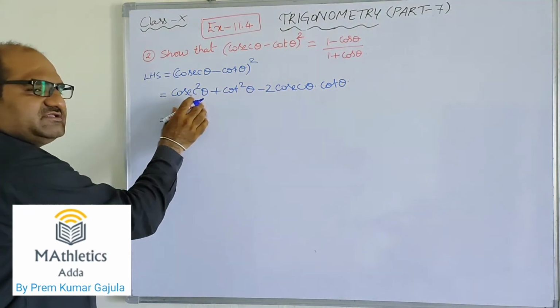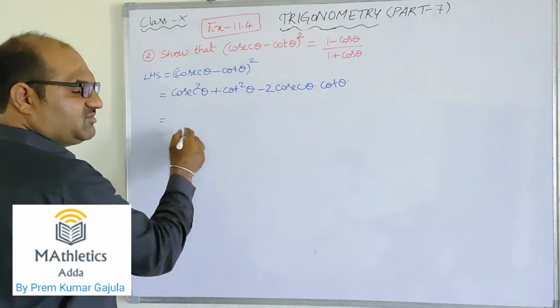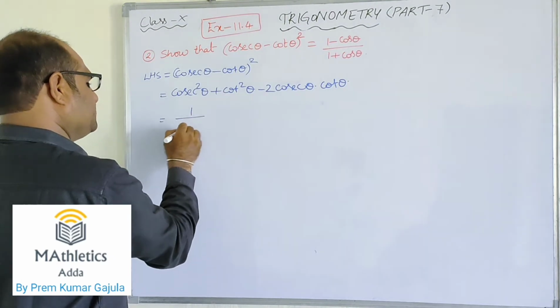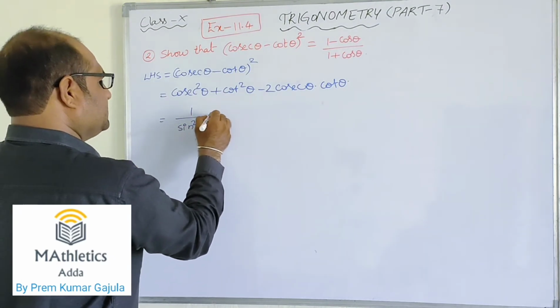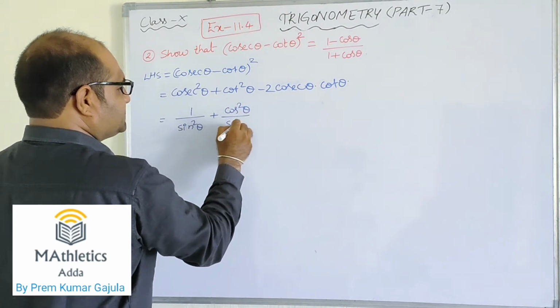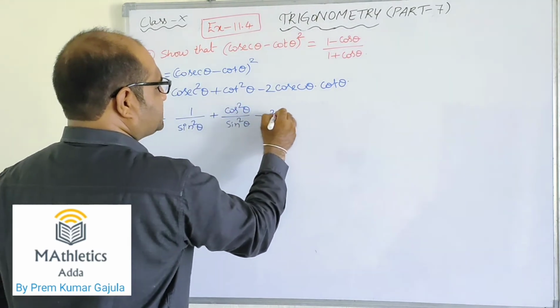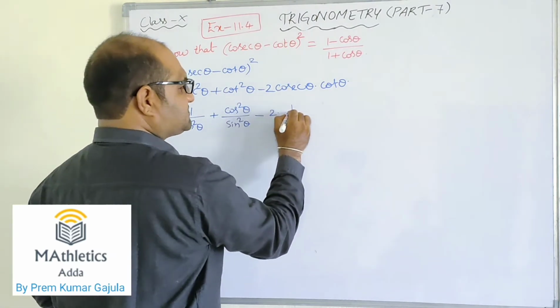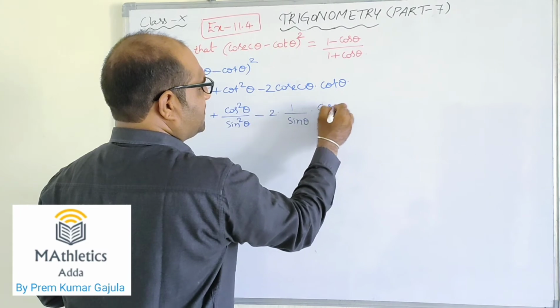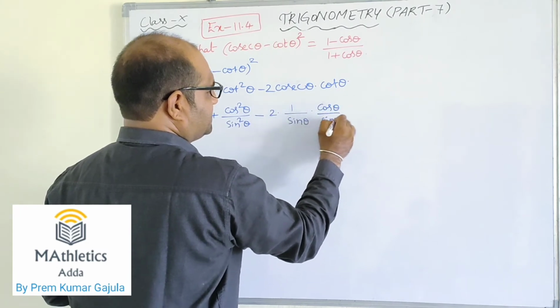So I am writing cosec² θ as 1 by sin² θ. Why? Because cosec θ and sin θ are reciprocal. So I am writing 1 by sin² θ plus cot² θ. Similarly I am writing as cos² θ by sin² θ minus 2 times, this cosec θ I am writing as 1 by sin θ, and cot θ I am writing as cos θ by sin θ.